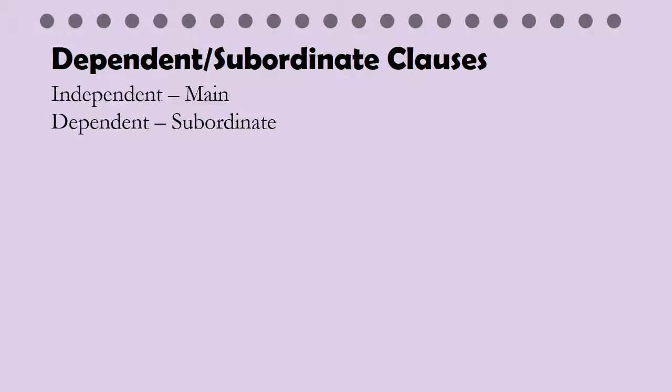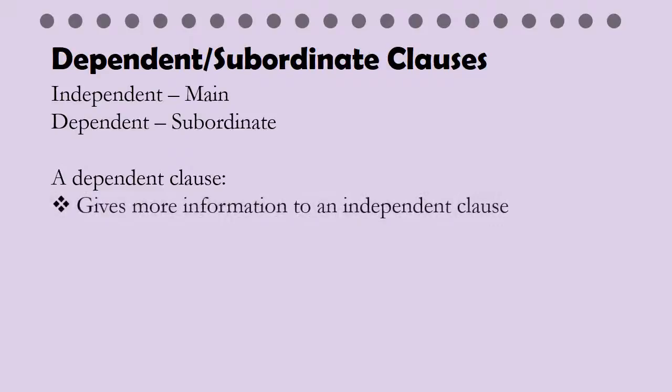When we think of a subordinate, we think of something that has less power than something else. And it makes sense here because subordinate clauses have less power than main clauses. A dependent or subordinate clause gives more information to an independent or main clause. A dependent clause can also not stand on its own. It depends on the independent clause for its meaning to be understood, and it is subordinate because it does not have the power to be its own complete thought.